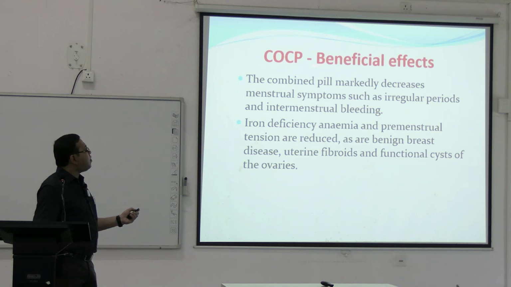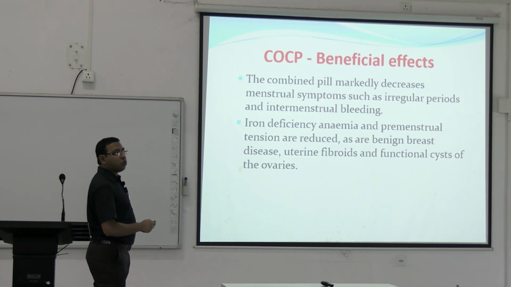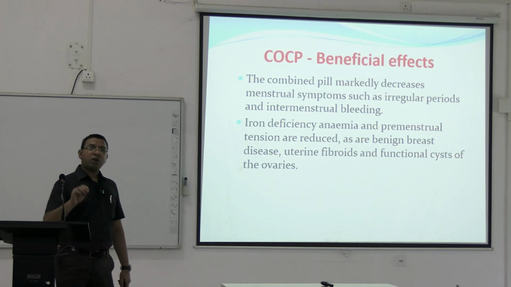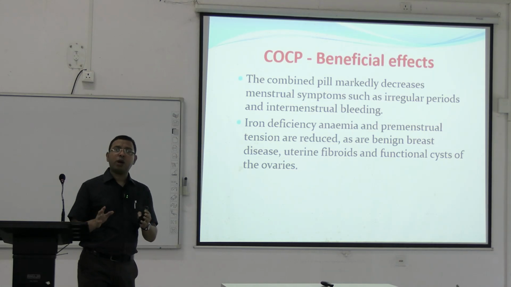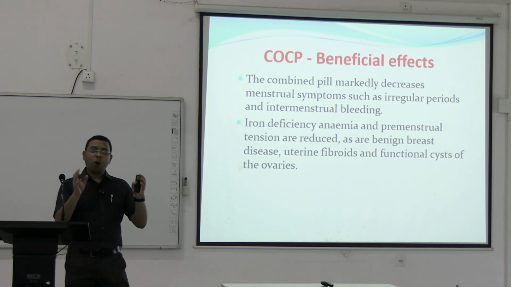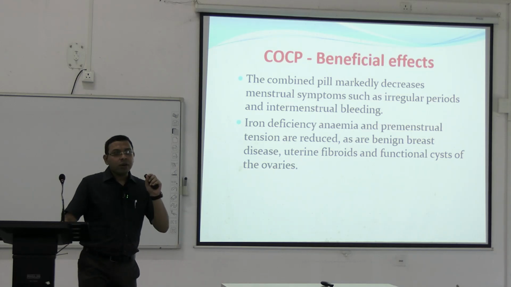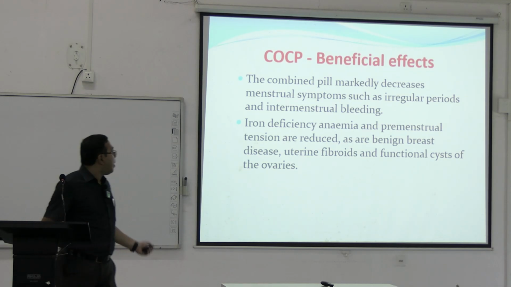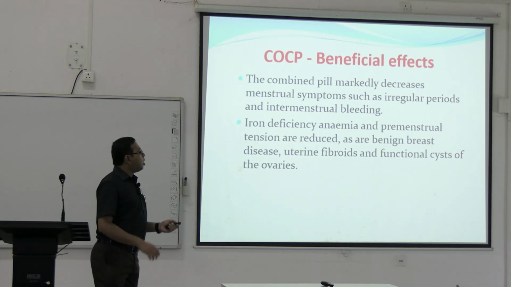Now coming to the beneficial effects of the combined oral contraceptive pill. They markedly decrease menstrual symptoms such as irregular periods and intermenstrual bleeding. In fact, for the treatment of irregular bleeding, intermenstrual bleeding and different types of dysfunctional bleeding, as we have already seen, the combination of estrogen and progesterone is used. Basically, these contraceptive pills are used as a treatment for irregular bleeding. Iron deficiency anemia and premenstrual tension are reduced.